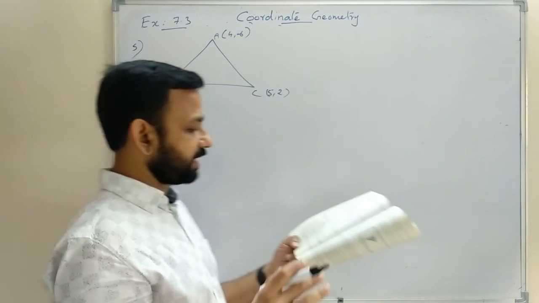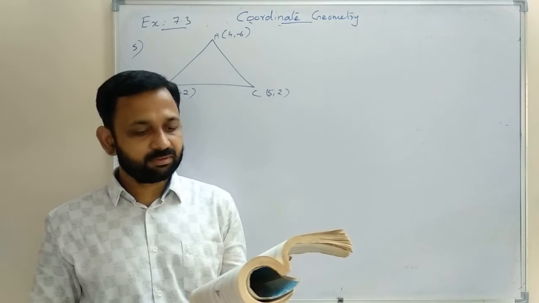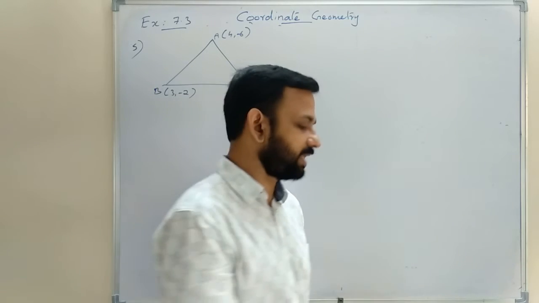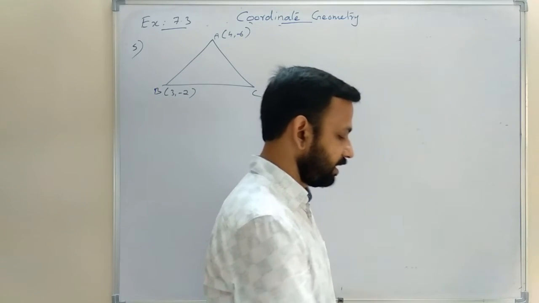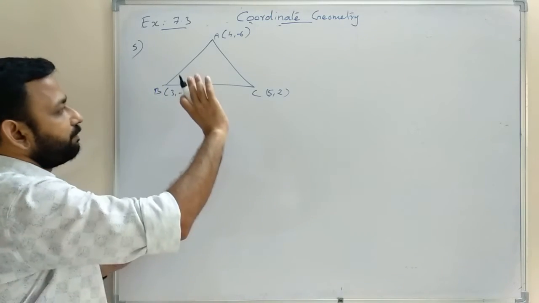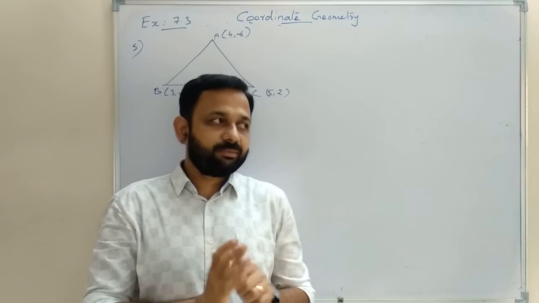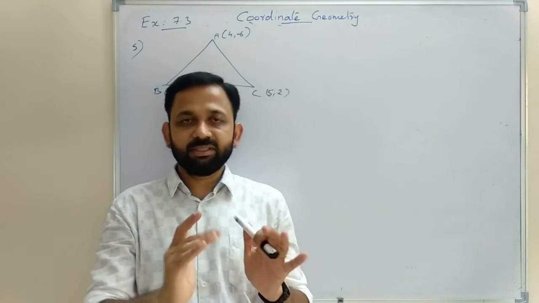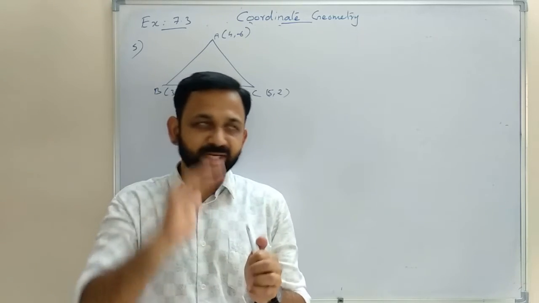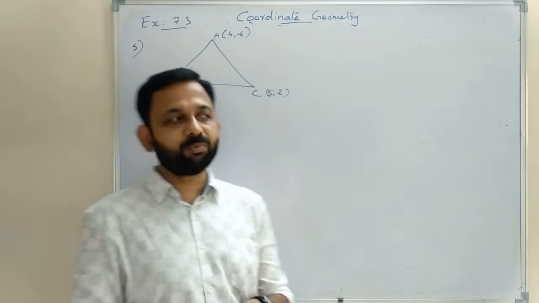Then we need to verify that the median of a triangle divides it into two triangles of equal areas. So we can draw a median. Median of a triangle is the line segment joining the vertex and the midpoint of the opposite side. So that is the median of a triangle.